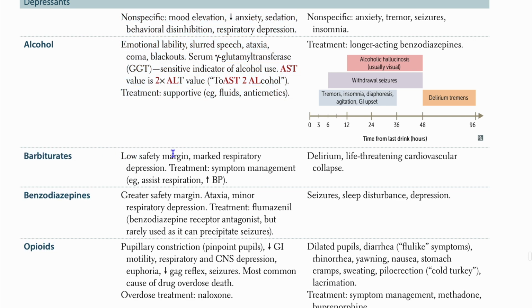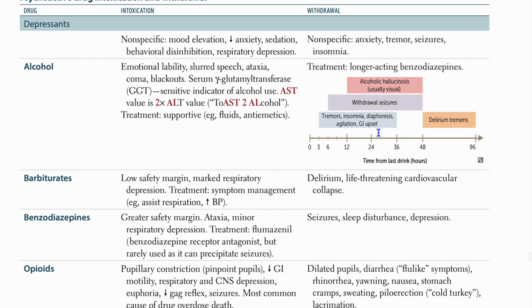Barbiturates: low safety margin, marked respiratory depression. Treatment is symptom management, for example, assist respiration, increase blood pressure. Withdrawal: delirium, life-threatening cardiovascular collapse. Okay. So you get delirium, life-threatening cardiovascular collapse. Intoxication, this is the important thing, marked depression. Okay.